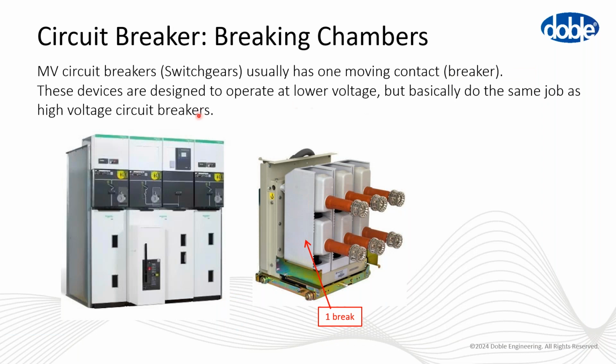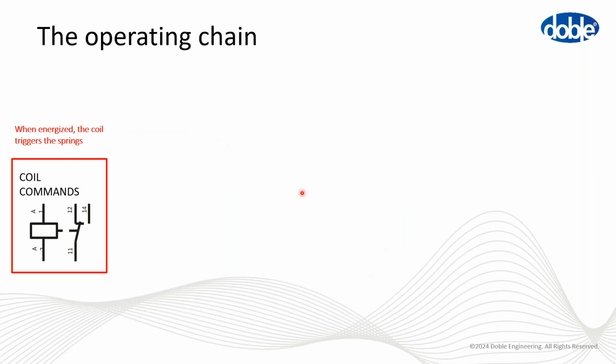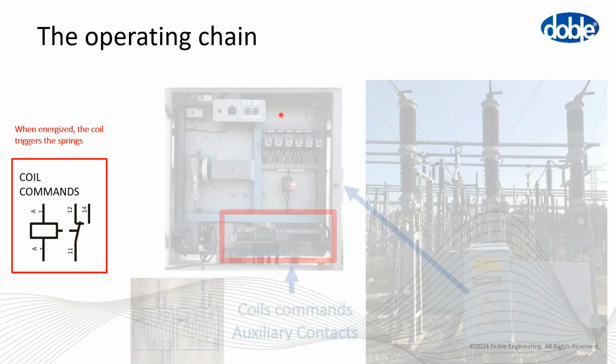Okay, we can see here some examples of medium voltage breakers. They always have only one chamber. And we can see the operating chain of an open command.